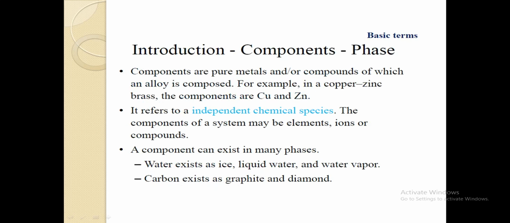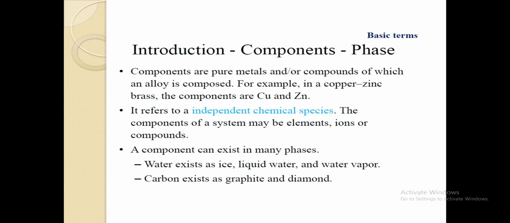Introduction of components and phases. Components are pure metals and/or compounds of which an alloy is composed. For example, in copper-zinc brass, the components are copper and zinc. It refers to an independent chemical species. The components of a system may be elements, ions, or compounds.